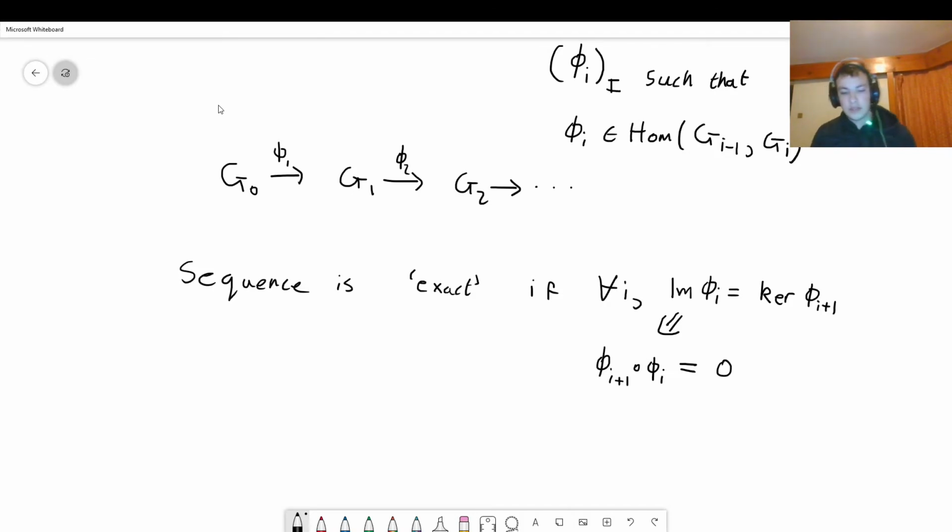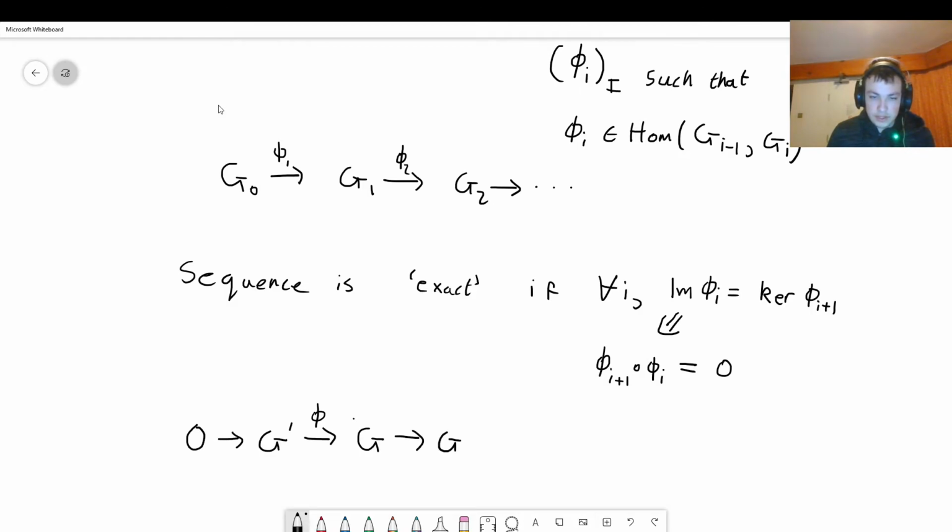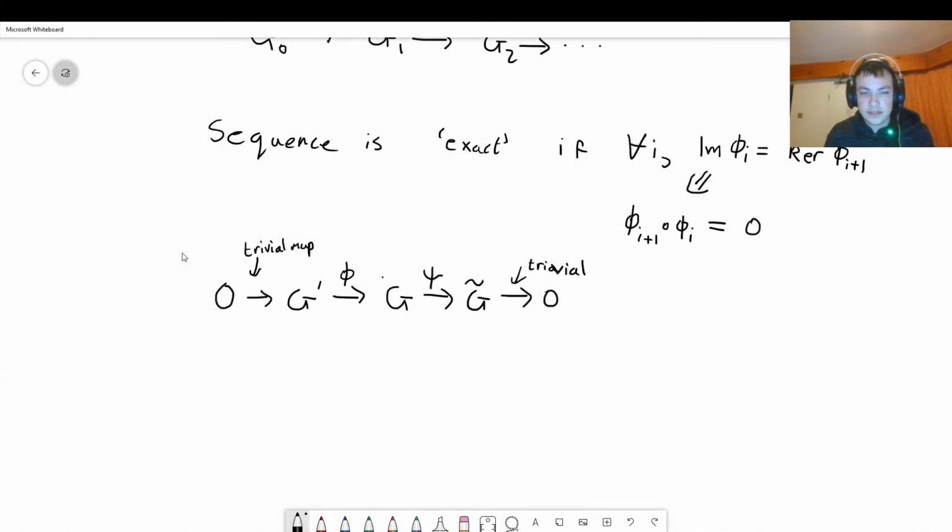So a sequence is then called a short exact sequence if we can terminate it with the trivial group like this, and it's exact along the way. So we can do G, G twiddle, we'll call this psi, and then 0. So this is just the trivial map, including the identity into the group. This is again the trivial map that crushes that to the trivial group. We'll call these T1 and T2.